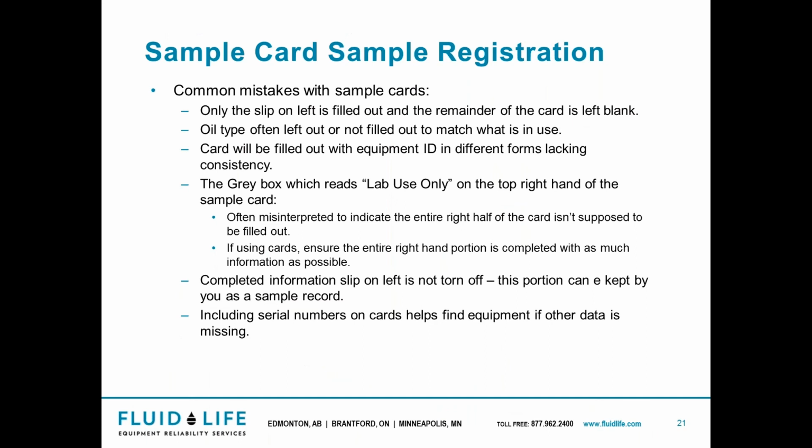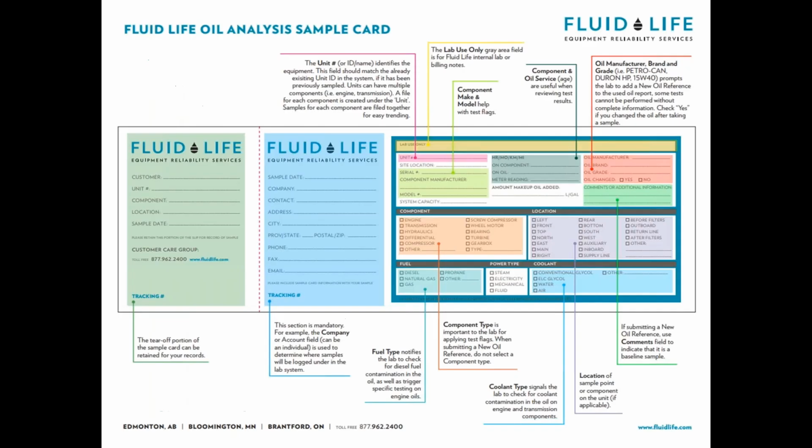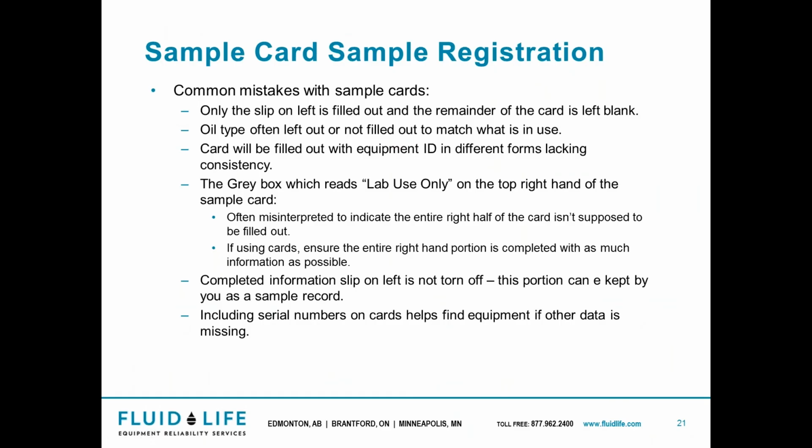So some common mistakes we do see on our sample cards: only the slip on the left is filled out, and the rest is left blank. The left side of the card here is intended to be for your own sample records. So this part you send to Fluid Life and this part you keep. Oil type is often left out or not filled out to match what is in use. For example, if someone is using a Petro-Canada oil, they might only fill in PET, and that leaves us not sure what exactly is going on with that oil.